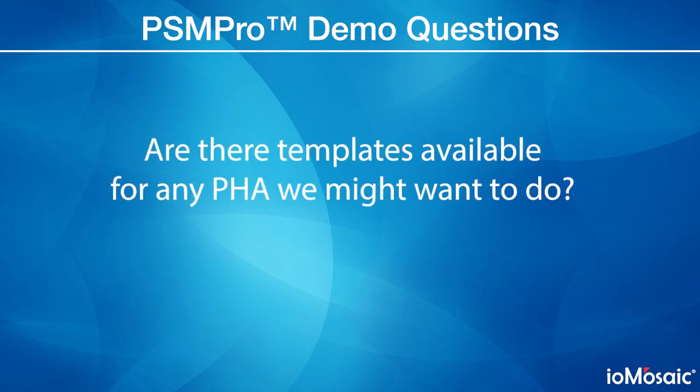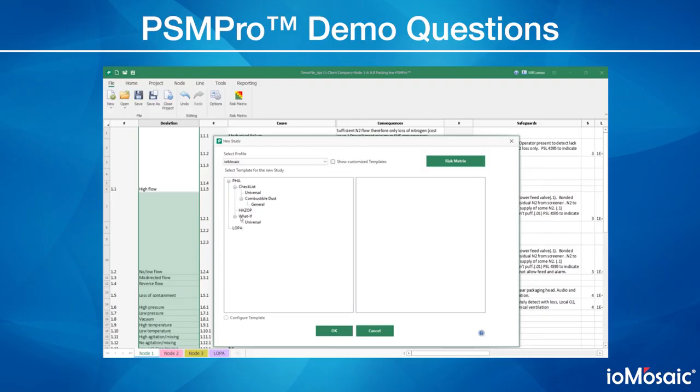Are there templates available for any PHA we might want to do? Yes. So let's take a look at the template. This is a pre-populated one. Let's look at the raw template. Here are the different templates I have available to me. These are our default ones. So I can see I've got a universal, these are my universal types of PHAs. So I can do a facility siting type 1, a generic numbered one, human factors, inherently safer processes. These are ones our PHA experts have made that are templates.